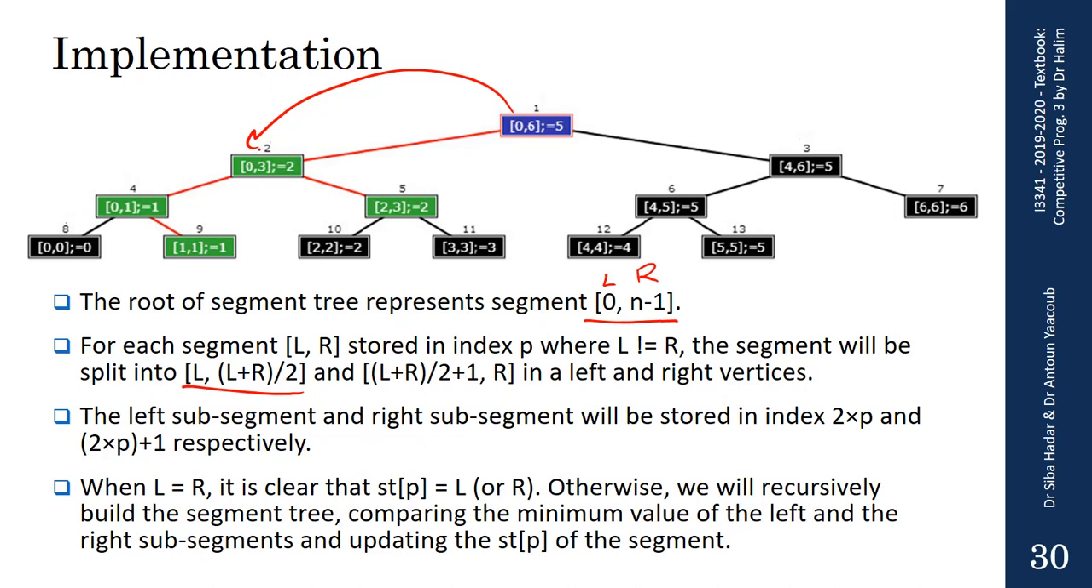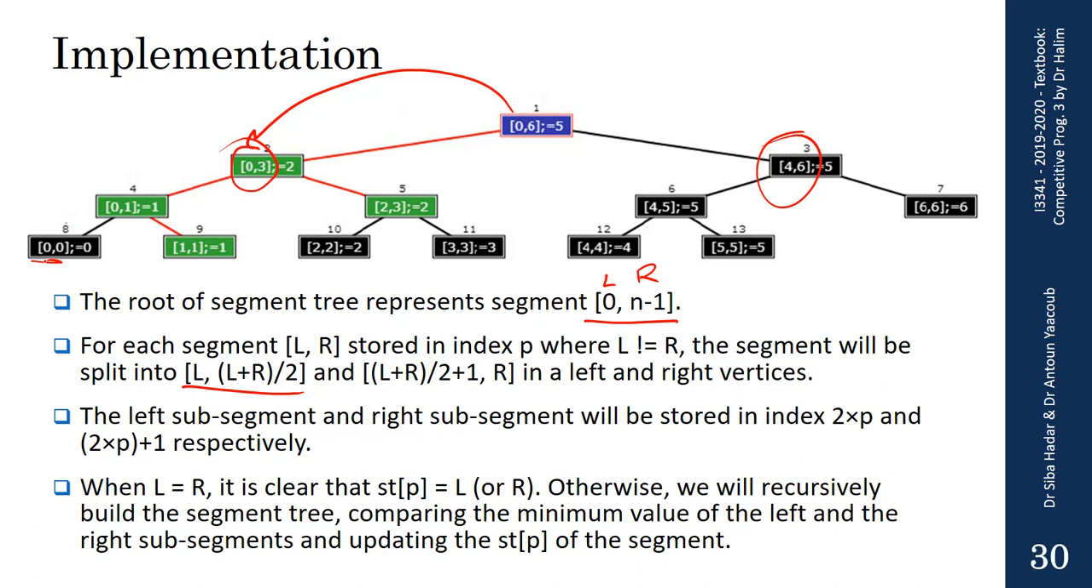6 over 2 equals 3. So this one would be equal to 0, 3, and of course the second one would be equal to 4 and 6, and so on. We will continue to subdivide each segment till we reach the segment which is equal. So left and right would be equal to each other, and of course here the minimum would be equal to L or R. So it's very obvious.